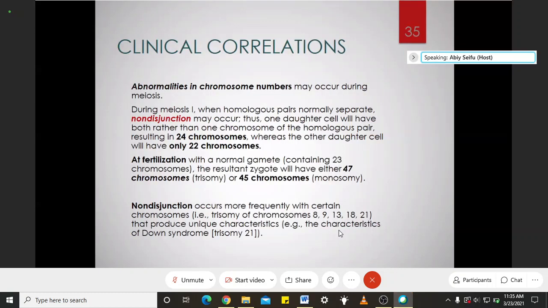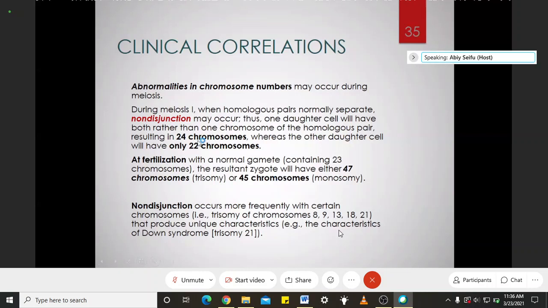Okay, finally, we'll see some important clinical correlations of meiosis. This is abnormality in the chromosome number. As a result of abnormality of chromosome number, different types of disease conditions may occur. This abnormality of chromosome number is mainly due to non-disjunction of the homologous chromosomes. The homologous chromosomes may not separate, and both homologous chromosomes will migrate to one cell.